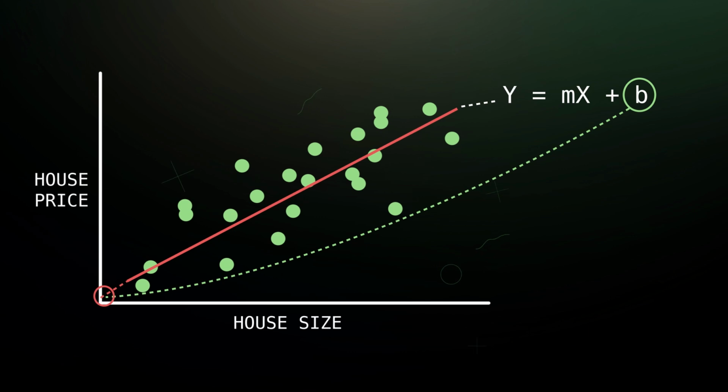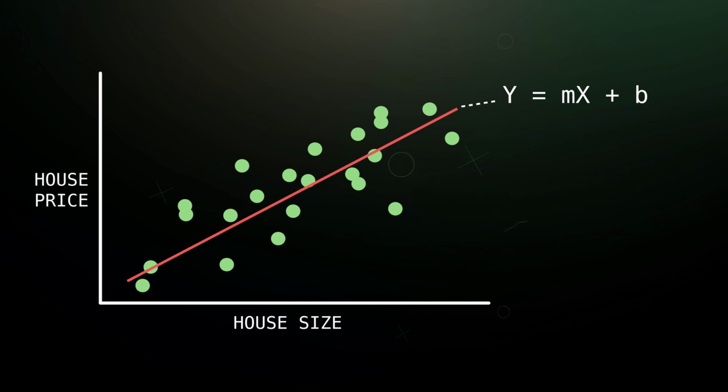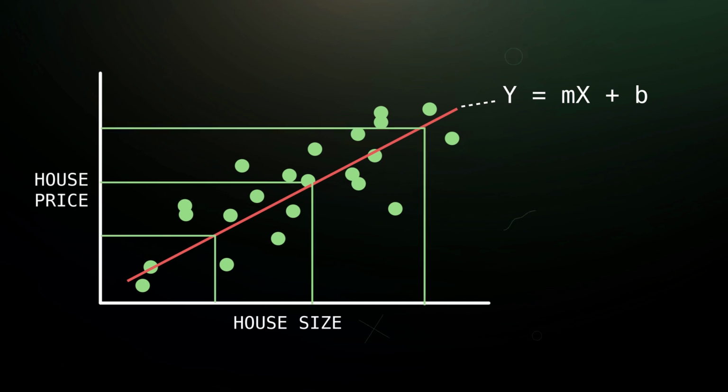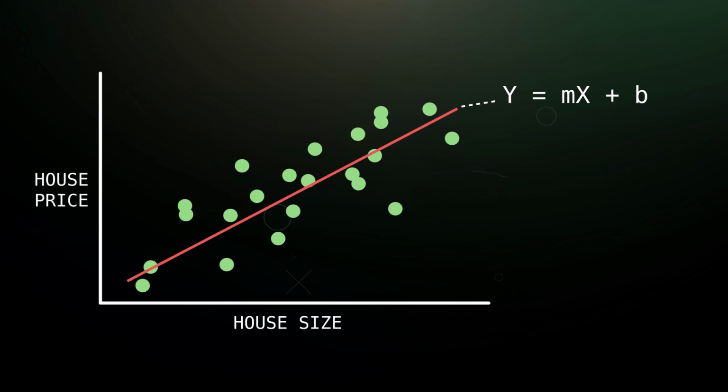Now, of course, in this case, a house size of 0 isn't realistic, but the intercept gives us a baseline for our model. In real-life scenarios, we often focus more on the slope, because in this case, the slope tells us how the price changes based on size, which is the insight that we're really interested in.